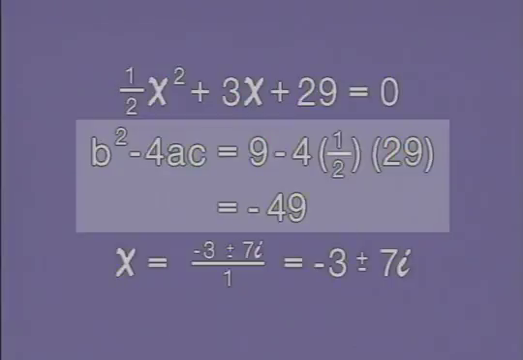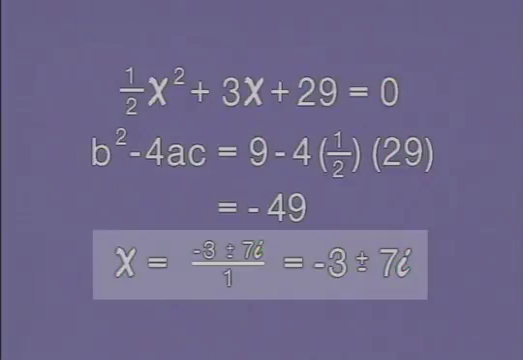Why do I say fortuitously? Because 49 is a square number, which means negative 49 is also a square number, but its square root is imaginary. And in fact, on the last line, we see that x is equal to negative b, plus or minus the square root of negative 49, which is plus or minus 7i, all over 2a, which is 1. And of course, we never leave 1 in the denominator. We write the answer as negative 3 plus or minus 7i.